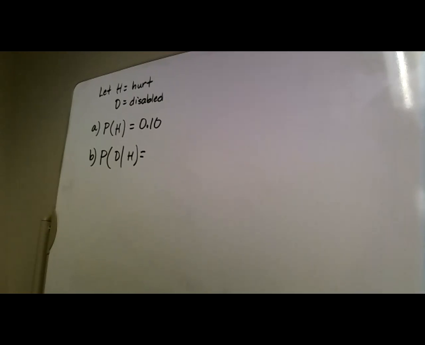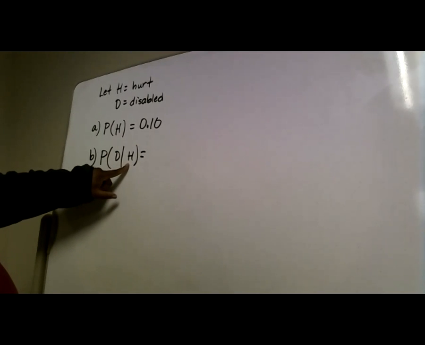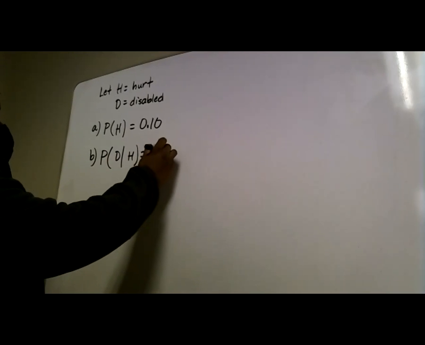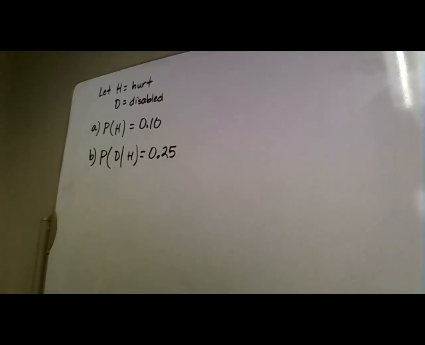All right, in this case, that's also an easy answer right there, because it does say of the injured, how many become permanently disabled? 25%. So that's the answer to part D, because given that they're hurt, 25% are permanently disabled. So that probability will be 0.25. All right, questions on part D?